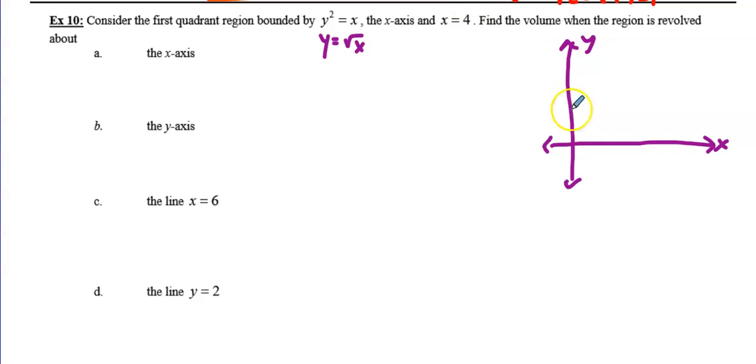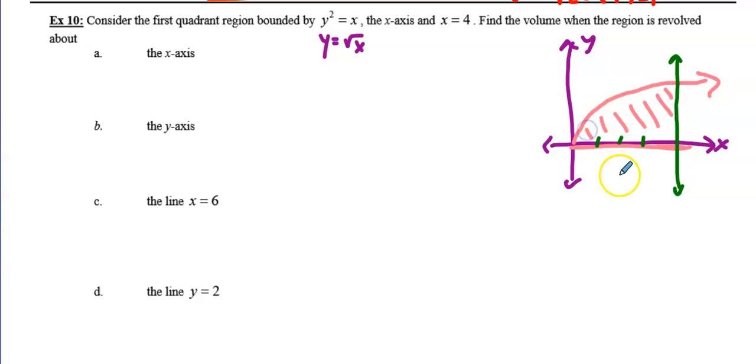So let me change the color up here. We're going to sketch, just roughly, the curve y equals the square root of x. We're going to also bound it by the x-axis, and we're going to bound it by the line x equals 4. So at x equals 4, let's go 1, 2, 3, and then 4. So this is going to be our region right here. This is what we're going to be shading in and rotating about.